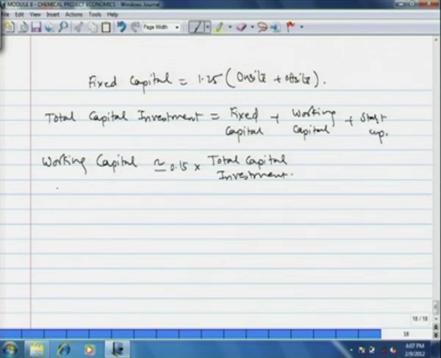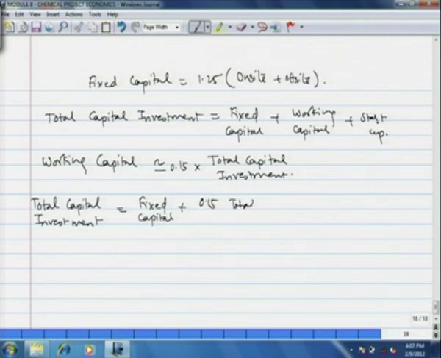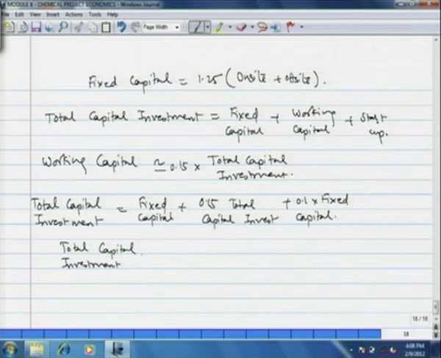Now, if you substitute everything here, then total capital investment is equal to fixed capital plus 0.15 times total capital investment, that is for working capital, and 0.1 times fixed capital, that is for startup cost. And then if you rearrange this and simplify, you get total investment equal to 1.3 times fixed capital.